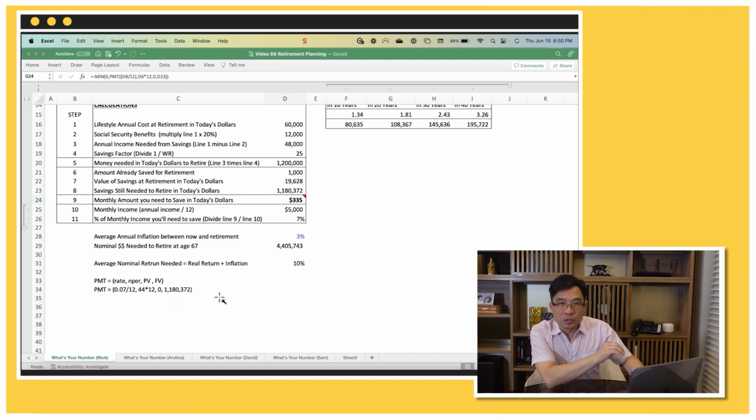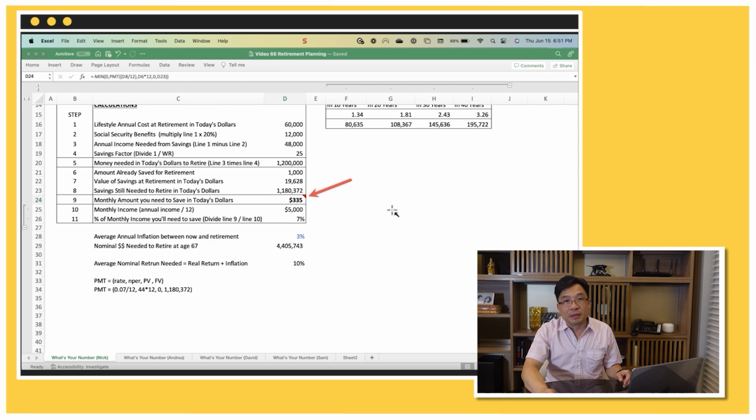That's the inputs to the formula, and Excel will compute it for you, or if you have a financial calculator, you can do it there also. So see how simple it is so far? That's pretty much it. That is our number. That's what Nick needs to accomplish.